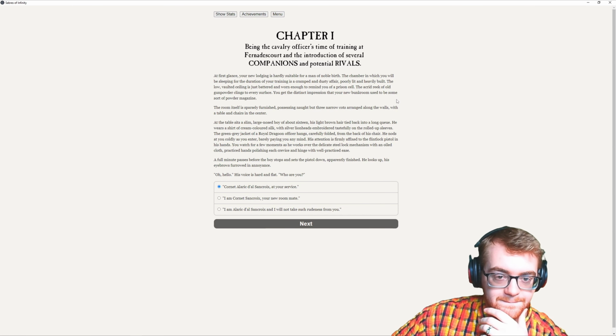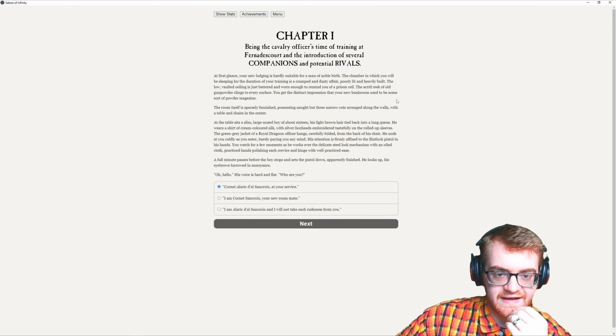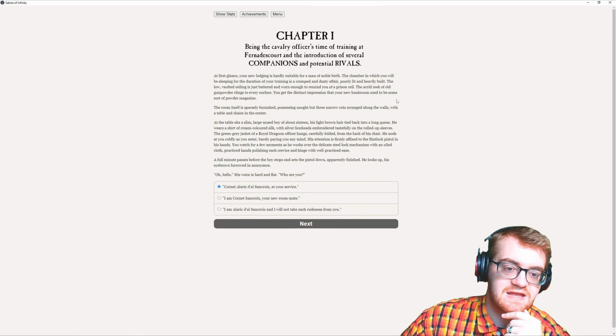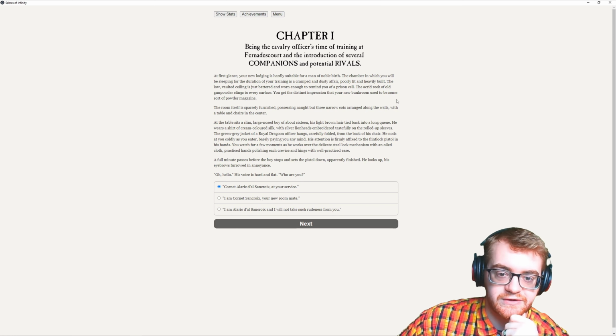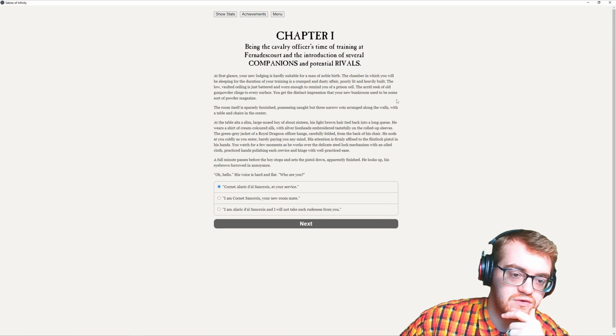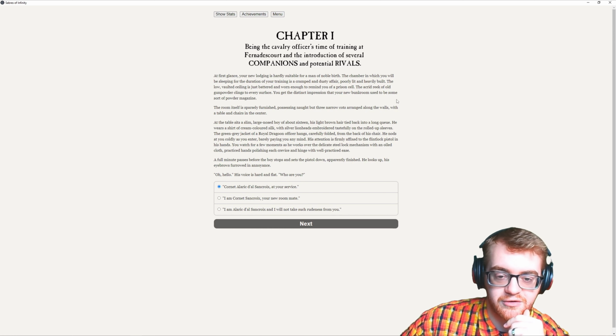Chapter 1. Being the cavalry officer's time of training at Fernandez Court and the introduction of several companions and potential rivals. At first glance, your new lodging is hardly suitable for a man of noble birth. The chamber in which you will be sleeping for the duration of your training is a cramped and dusty affair, poorly lit and heavily built. The low, vaulted ceiling is just battered and worn enough to remind you of a prison cell. The acrid reek of old gunpowder clings to every surface. You get the distinct impression that your new bunk room used to be some sort of powder magazine.